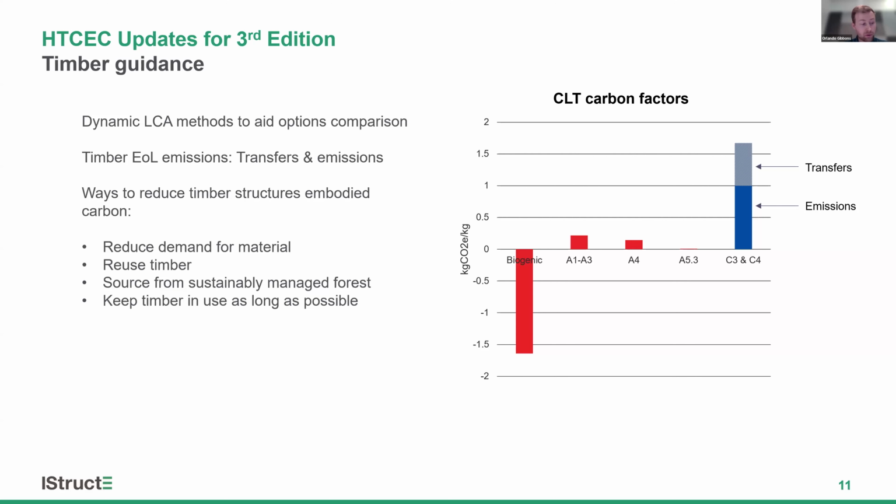And also we go through ways to reduce timber structure embodied carbon. So again, reduce demand for material, reuse timber, source from sustainably managed forests, and keep timber in use as long as possible to keep that biogenic carbon in there and not in the atmosphere.